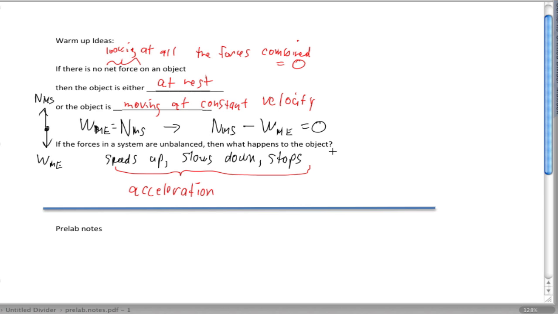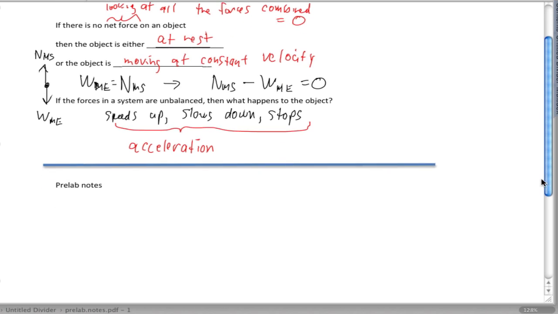Now, some of you bright folks remembered, or maybe you just read over your notes a little bit, that changing direction is also something that can happen to the object. But we're going to focus this next week on acceleration, meaning your speed changes. You speed up, slow down, or you stop.